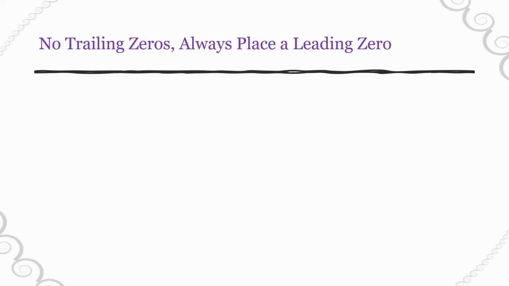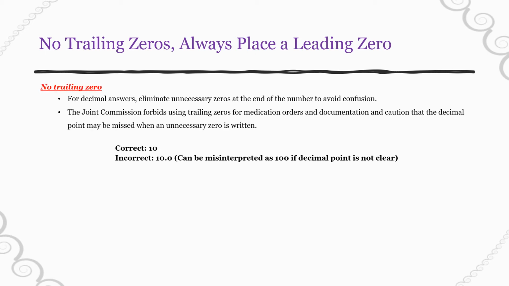No trailing zeros and always place a leading zero. The no trailing zero rule dictates that for decimal answers, we must eliminate unnecessary zeros at the end of the number to avoid confusion. The Joint Commission forbids using trailing zeros for medication orders and documentation, and cautions that the decimal point may be missed when an unnecessary zero is written.